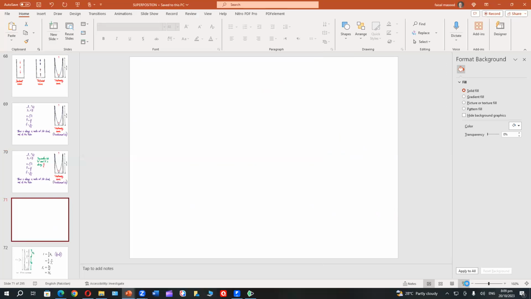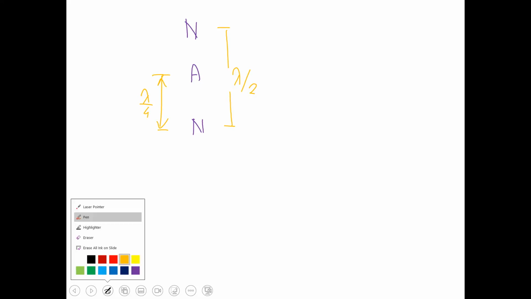Now, reinforce this very important concept, which is the critical concept in this chapter. If you have a node, then antinode, and then node, remember this very strongly, that separation between two successive nodes is lambda by 2, and separation between node and antinode is lambda by 4. Now you have to copy this.